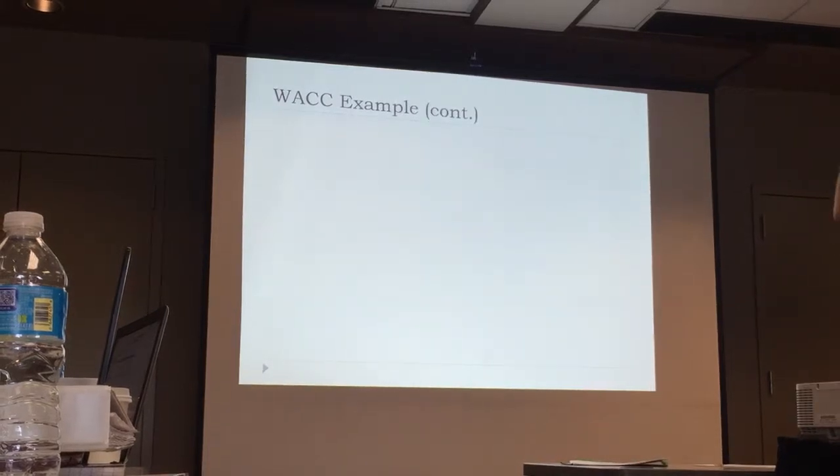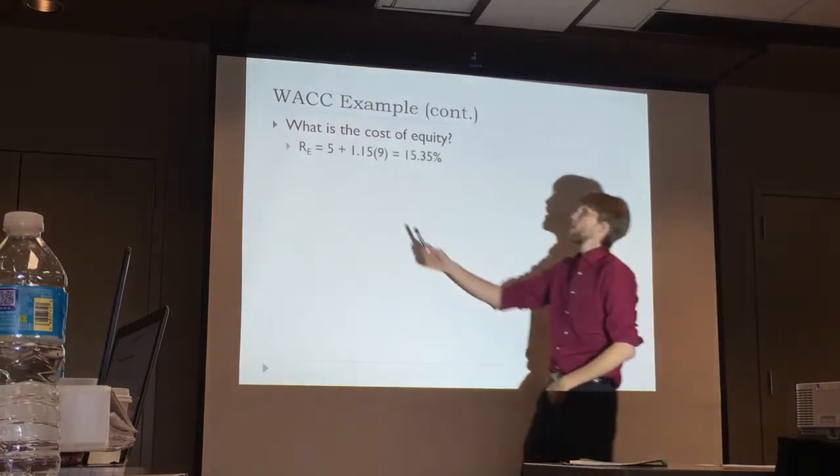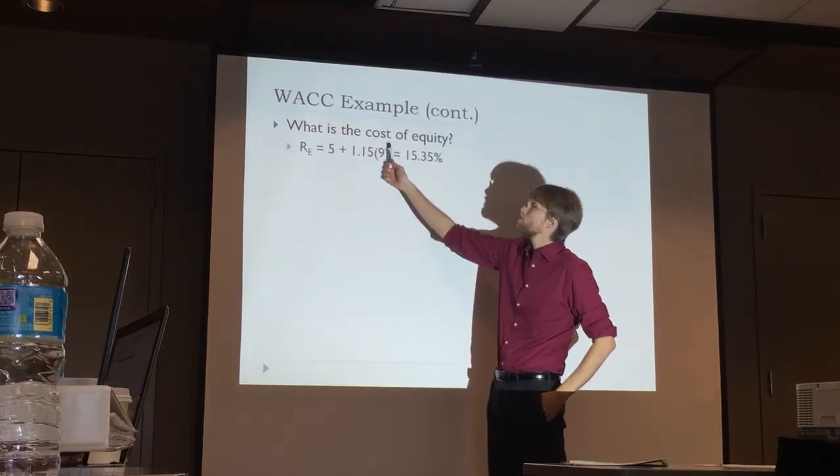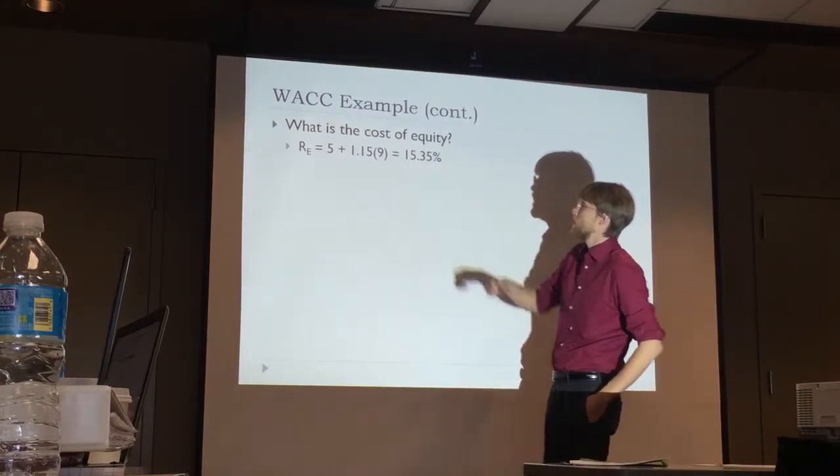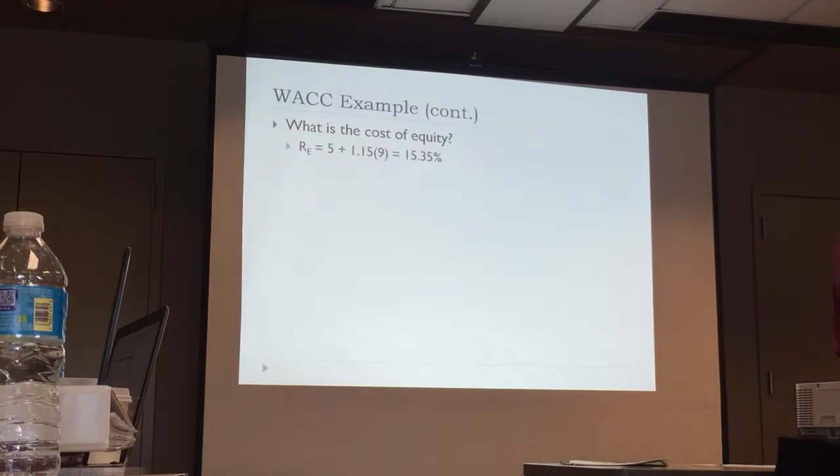All right. So we're just going to run through all of the different inputs, by way of review. Again, cost of equity, we're going to use CAPM. We said the risk-free rate was 5%, beta was 1.15, market risk premium was 9%. That spits out a cost of equity of 15.35%.